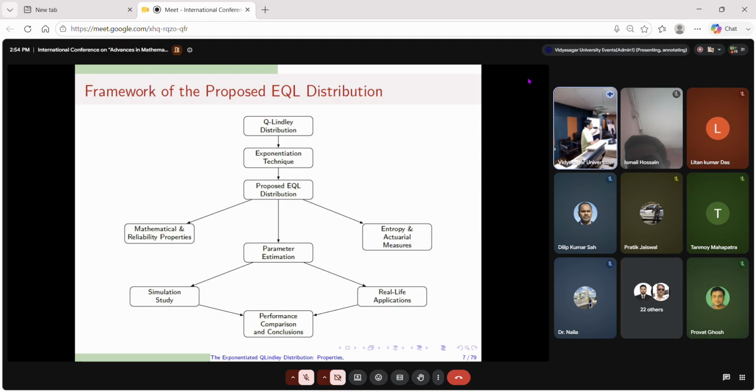Again, some actuarial properties we have also studied, so entropy, actuarial methods, these things are there. Next, for the suitability of the proposed distribution, to compare with some other distributions, we have used some parameter estimation techniques. Again, some simulation studies too.